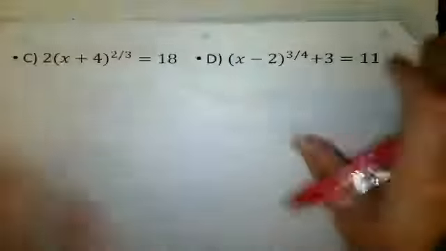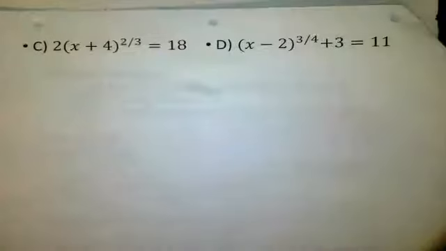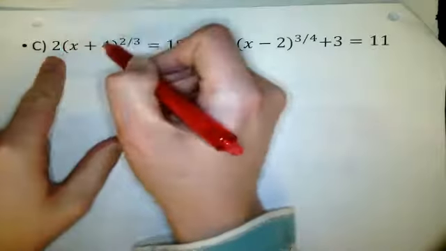Two times the quantity, x plus 4 to the 2/3 equals 18. What do we need to do first? Get rid of the 2. Very good. Can I distribute the 2?